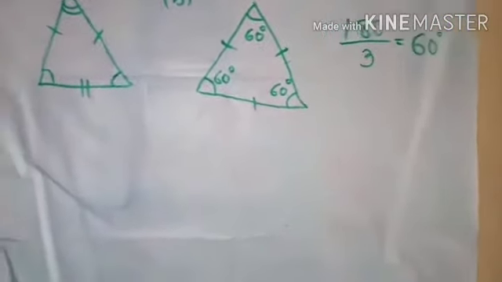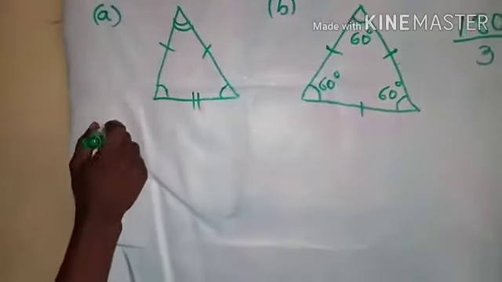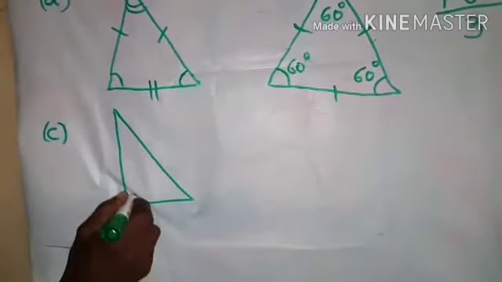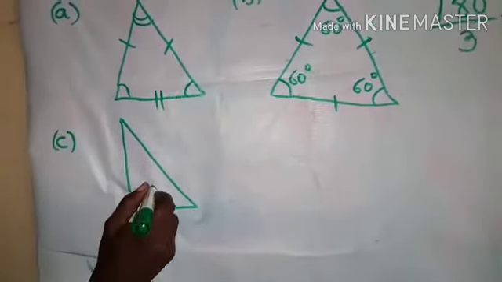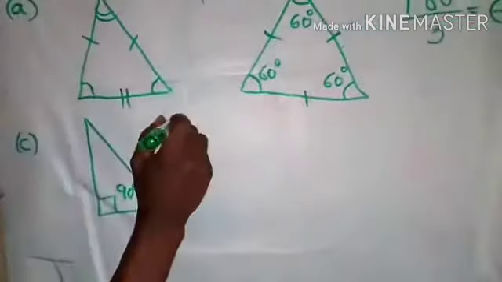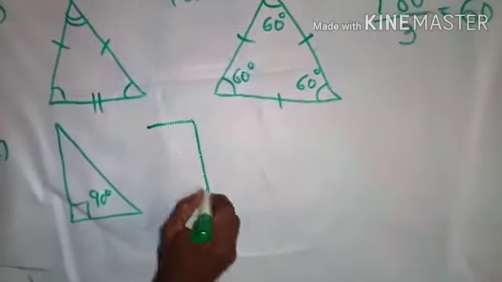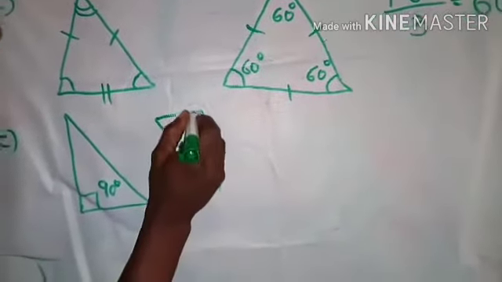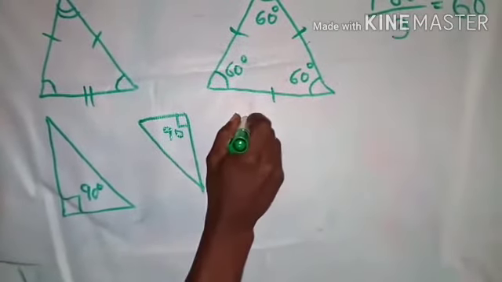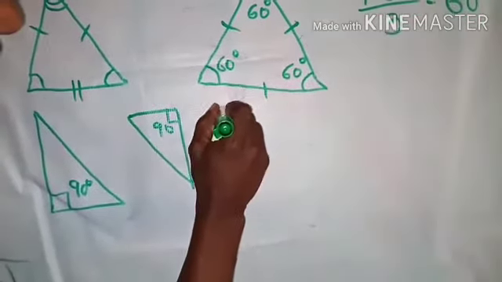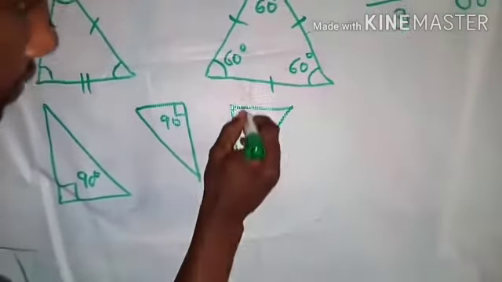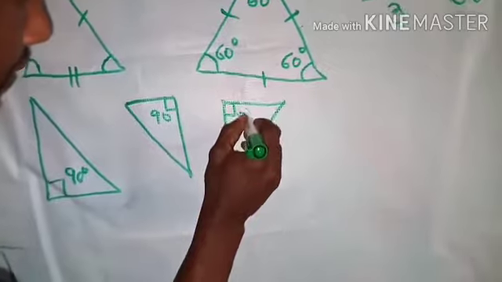The next, which is C, right angle triangle, meaning one of the angles will be 90 degrees. It comes in all shapes and forms. That is, one of the angles will definitely be what? 90 degrees. These are the various types of right angle triangle. One of the angles is definitely 90 degrees.